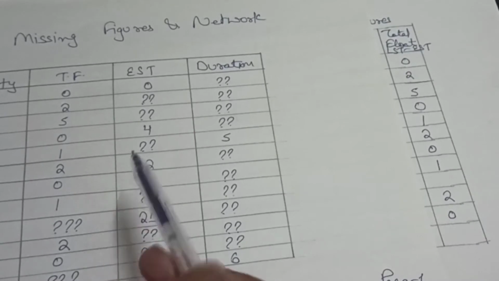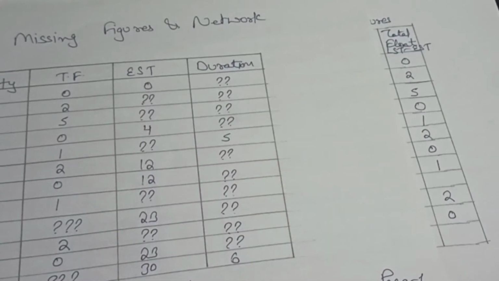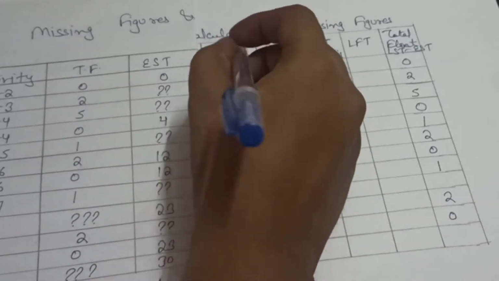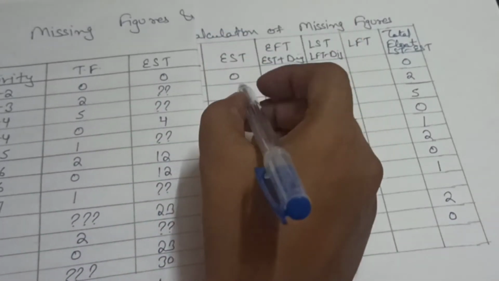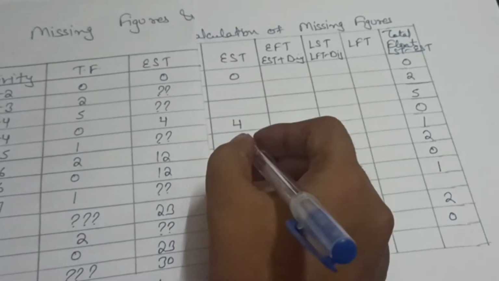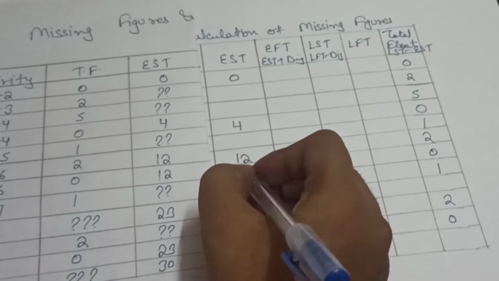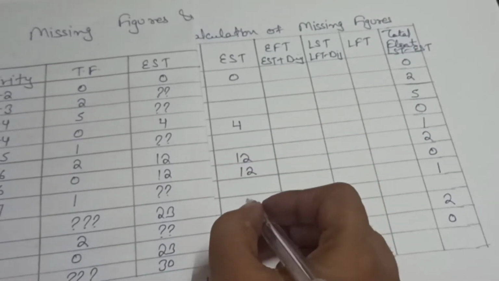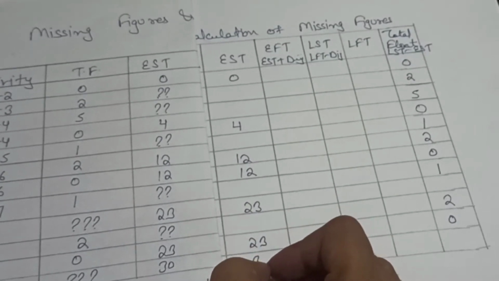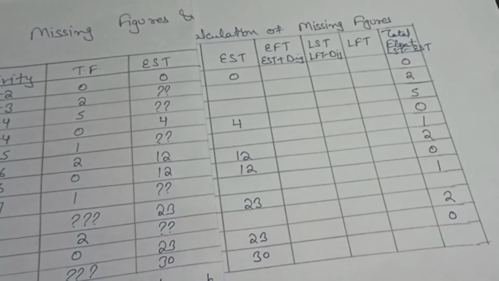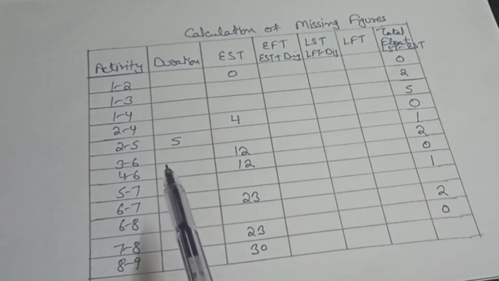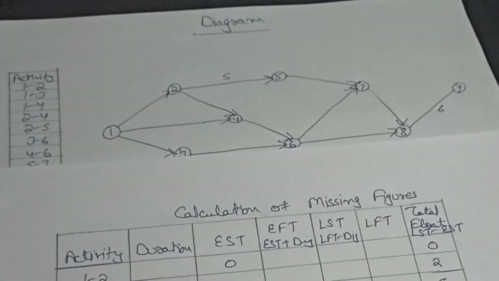So now we will write these figures. EST, earliest start time. As you can see EST is equal to 0. Next figures are missing. Then for this, 4, next figure is missing. Then 12 and the next figure is missing. Then 23, then missing, then 23 and in the end 30. So we have these figures. Now we will calculate the balance figures so that we can make our critical path.